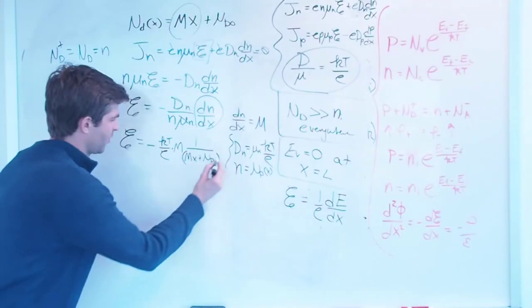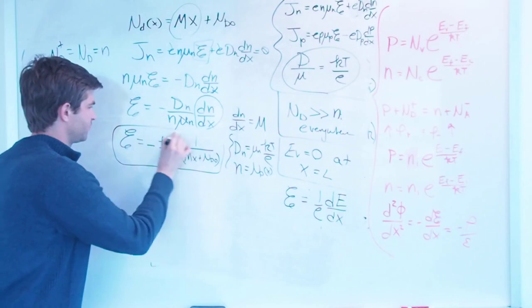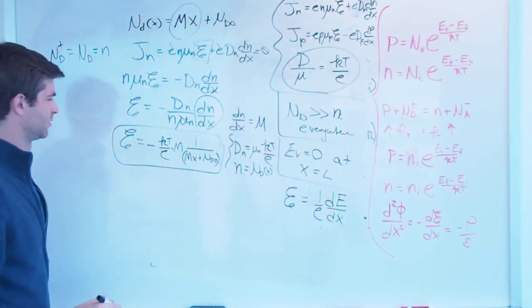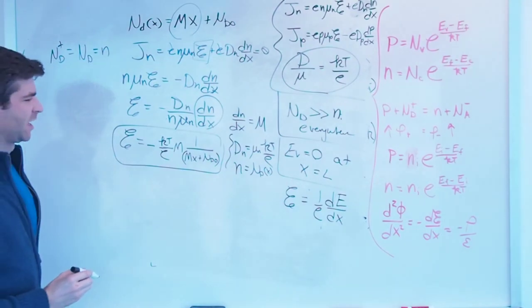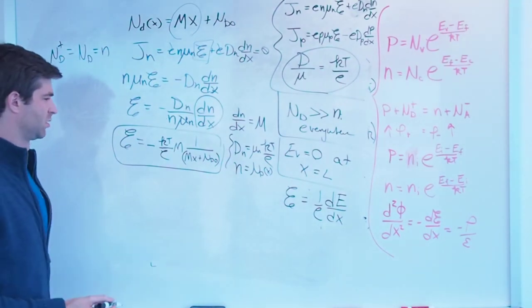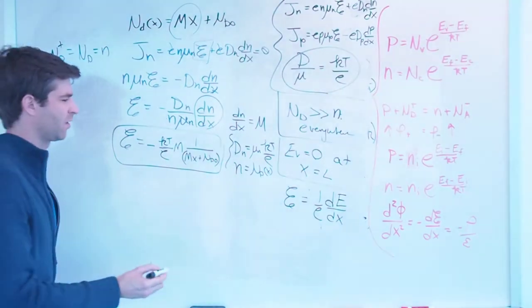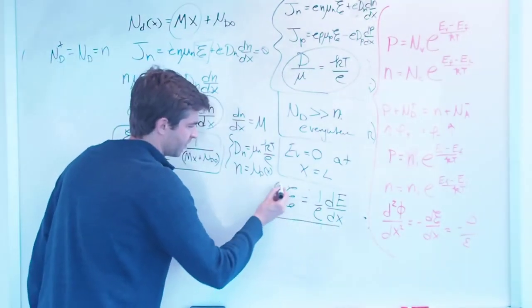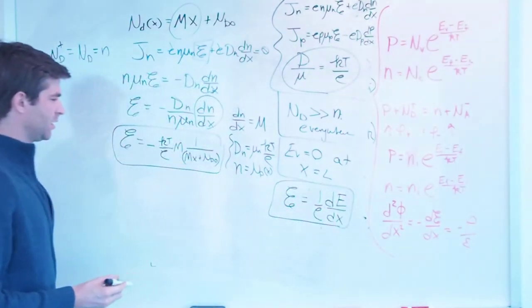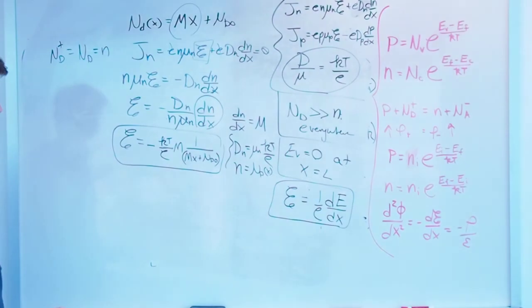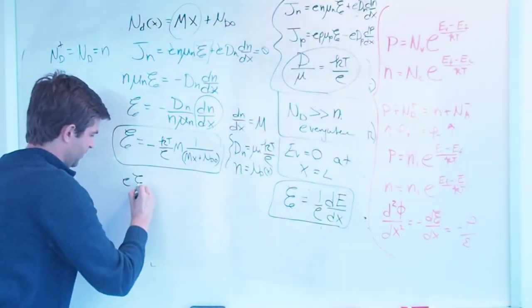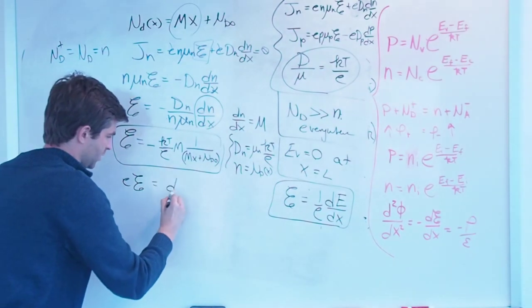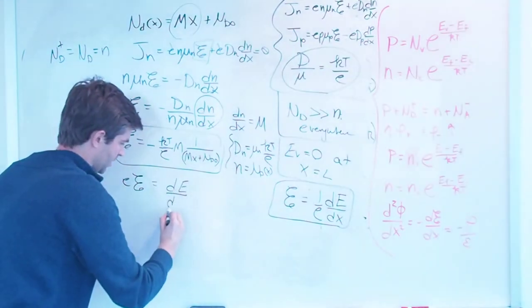Okay, so I have an expression for electric field in this semiconductor. And so now I want to find the potential across it. Or I'm sorry, I want to find the energy, right? And I have this expression right here. So I bring this over here. I'm saying E of E equals dE/dx.